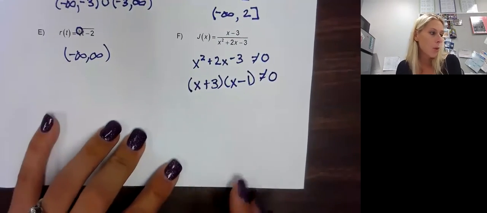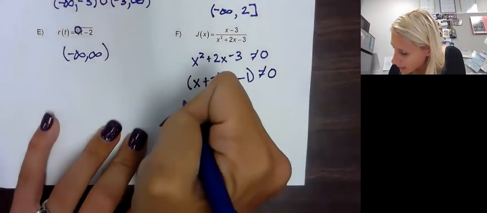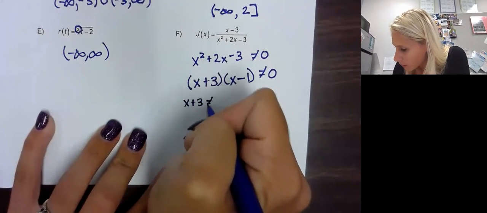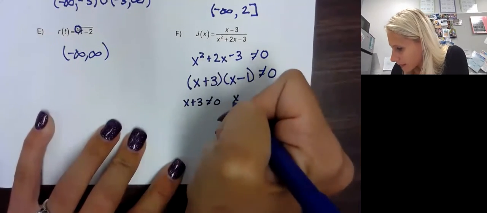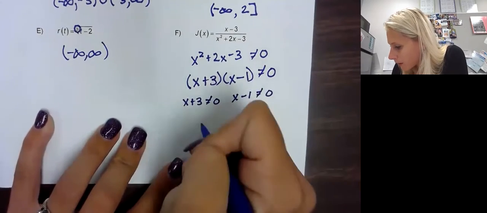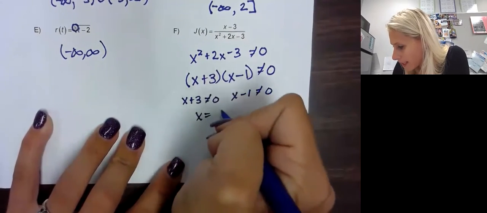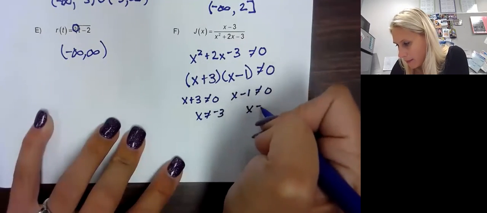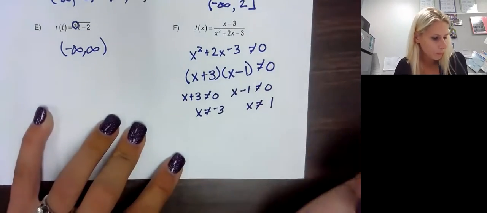Okay, now there's 2 parts. So I have to ask myself, x plus 3 cannot equal 0 and x minus 1 cannot equal 0. So x cannot be -3, and it cannot be 1.